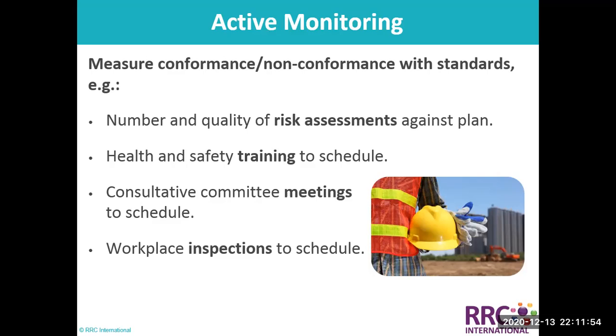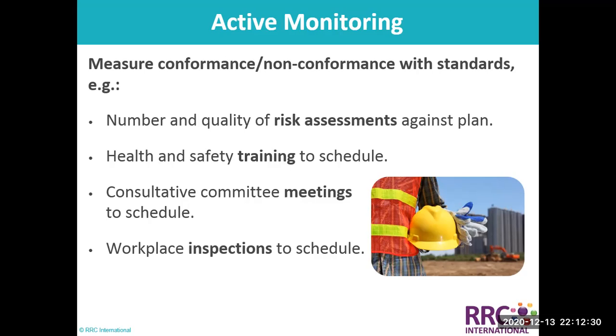Having said that, we also have to look at how it measures performance, right? Non-conformance with standards. Example: number and quality of risk assessments against plan. Your plan stated, let's say, 10 risk assessments. How many did you carry out? Did you carry out 10 or 8? Why did it end at 8? What happened? What could you have done better, or what were the obstacles, the bottlenecks, and all that?